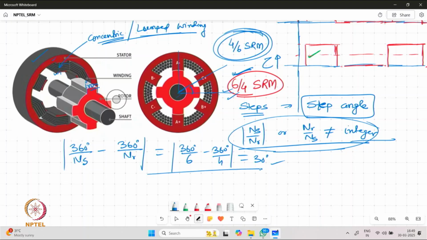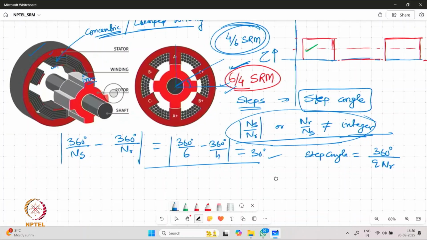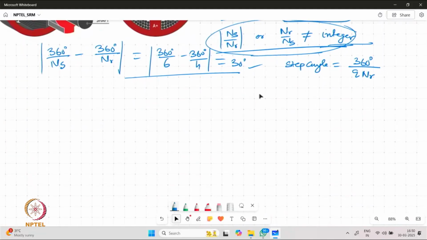However, for machines which have an integer ratio or even a non-integer ratio, we can have another way of computing the step angle, which can be given on the basis of the number of phases and the number of rotor poles. So we have step angle given by 360 divided by q times nr. Now the question comes, how do we compute the number of phases on the given SRM?